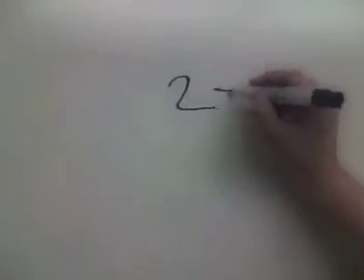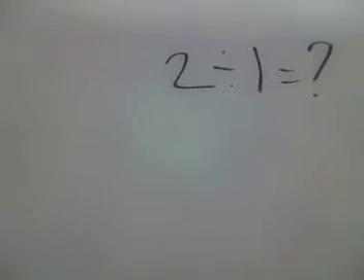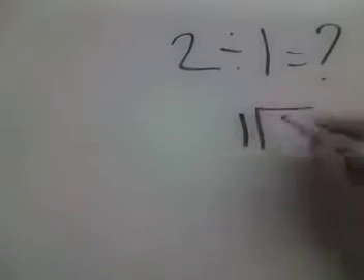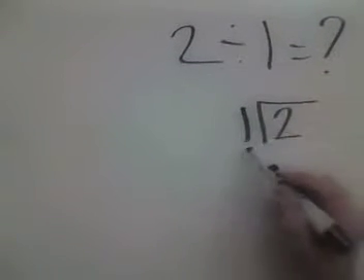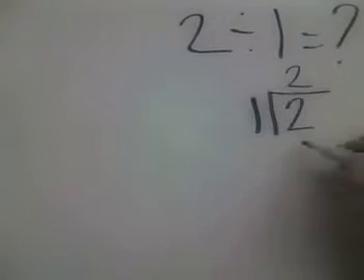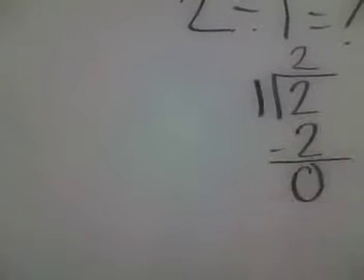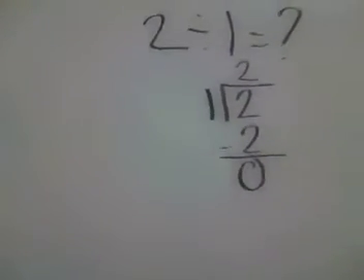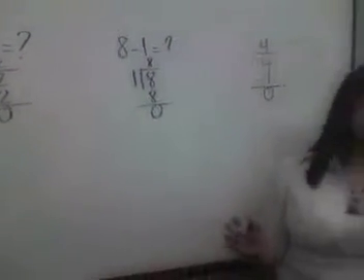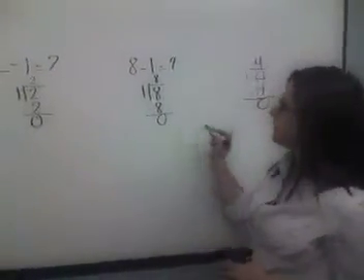Let's try 2 divided by 1. Let's see what that's going to give us. Set it up. 1 divided by 2. 1 goes into 2 two times. 2 times 1 is 2. Bring that down, subtract these two numbers, and you get a 0 remainder. So basically, bringing us back to the rule, when any number is divided by 1, the answer is going to be that number.